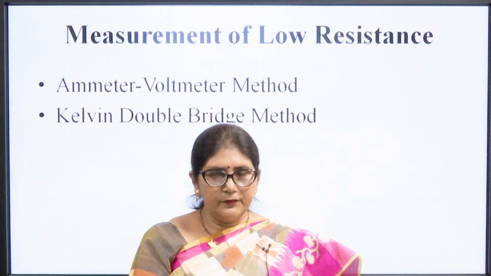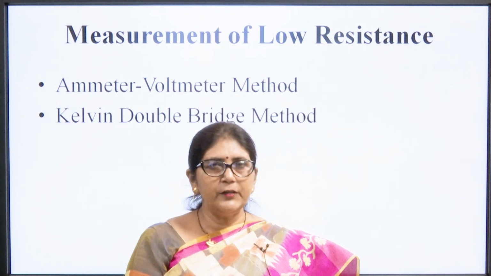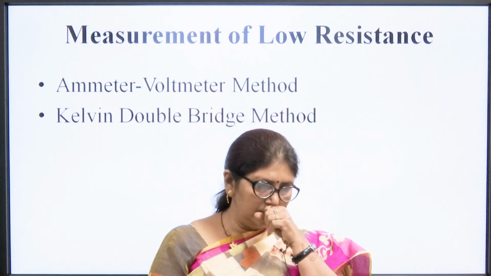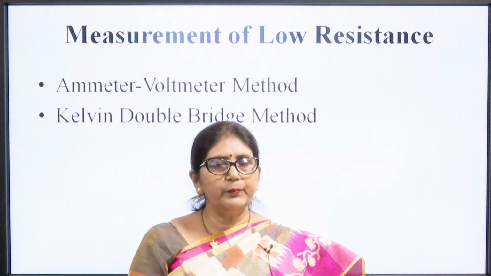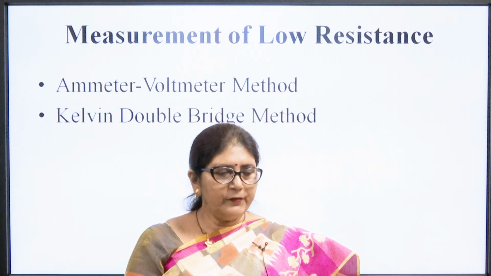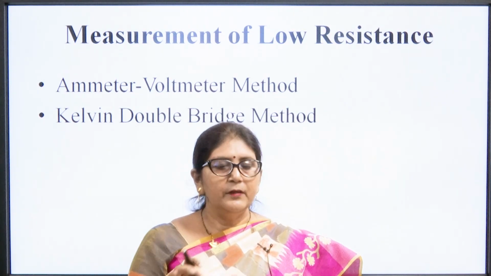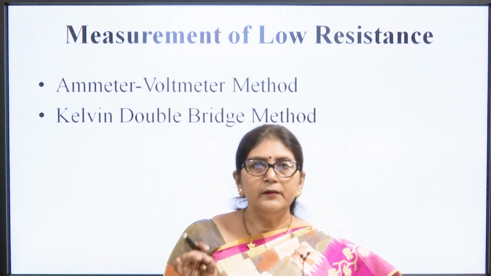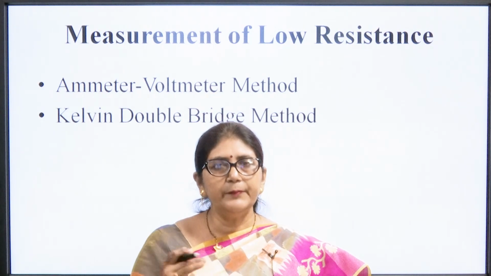So, next is the low resistance measurement. In low resistance measurement, first we can use the ammeter voltmeter method that I have discussed in previous slides. Then the second is the Kelvin double bridge method. The problem with the Wheatstone bridge is that if the resistance is very low, suppose it is less than 1 ohm, then the leads of the Wheatstone bridge will also add some resistance there, and so we can't find the exact value of the low resistance. So, for low resistance measurement we use the Kelvin double bridge method.